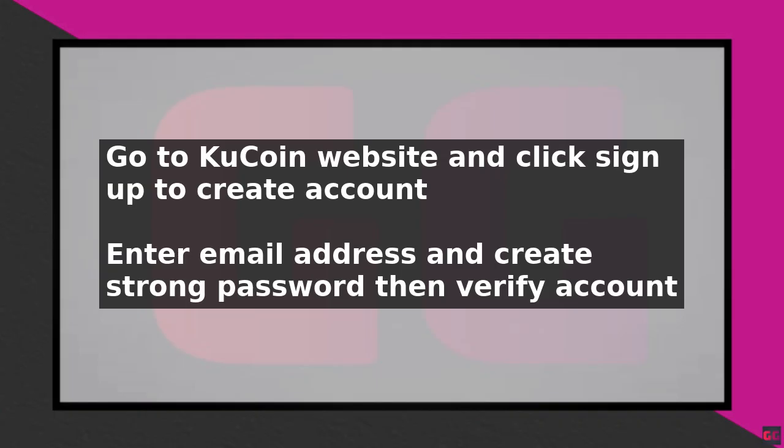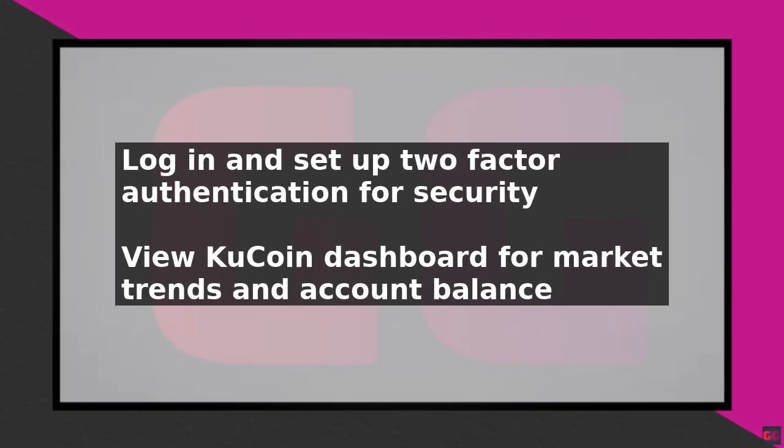After logging in, you will see the KuCoin dashboard, which provides an overview of the current market trends and your account balance. To deposit funds, click on the Assets tab and select the cryptocurrency you want to deposit. KuCoin supports a wide range of cryptocurrencies, including Bitcoin, Ethereum, and many others. Copy the deposit address and use it to transfer funds from your external wallet to your KuCoin account.